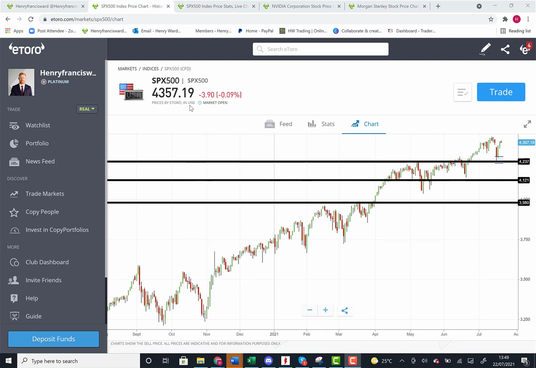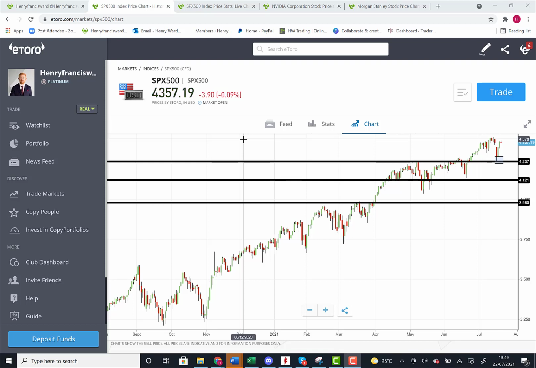And we can see in the US, the market is not quite open at the moment. So there are loads of them. You have the Nasdaq, which is mainly made up of tech, and that is the top 100 companies in that sector. Then you have the UK one, which is the FTSE 100. So it's the top companies in the UK.